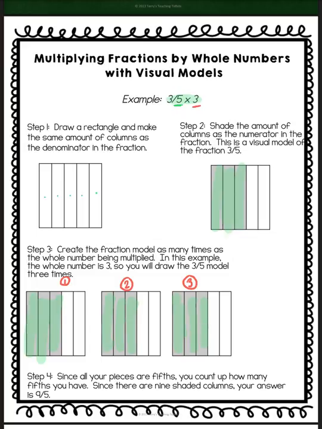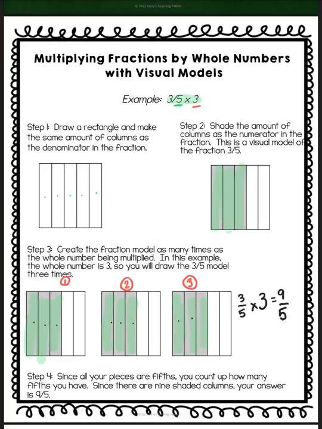So this is showing 3/5 times 3. Since all your pieces are fifths, you can count up how many fifths you have. So we count up 1, 2, 3, 4, 5, 6, 7, 8, 9. So that equals 9/5. And that is our answer.